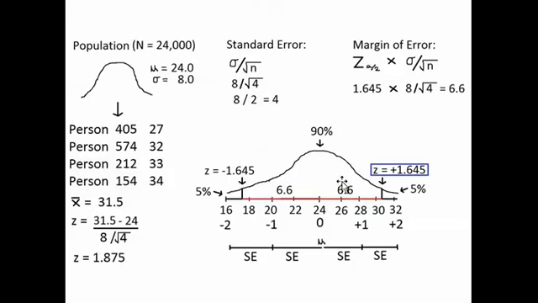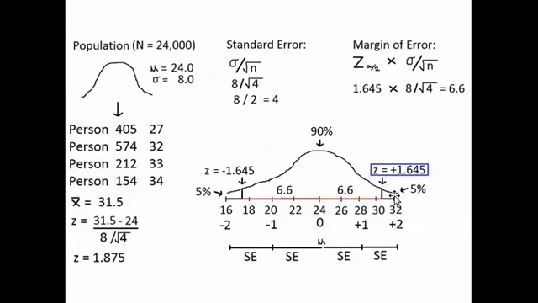Now let's think about what this 90% margin of error is telling us. Just like before, it's telling us three things. First, it's telling us that if we randomly select a sample of 4 people from this population and record their ages, 90% of the possible samples that we could select would have a sample mean within 6.6 of the population mean in this middle area. Only 5% of the possible samples would have a sample mean out here more than 6.6 below the population mean. And only 5% of the possible samples would have a sample mean out here more than 6.6 above the population mean.